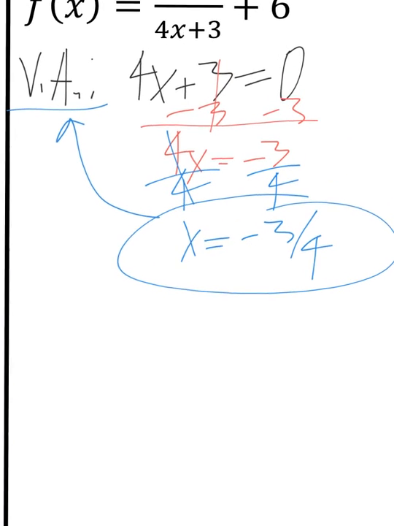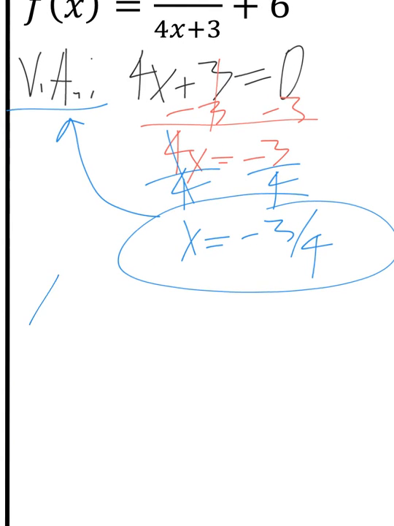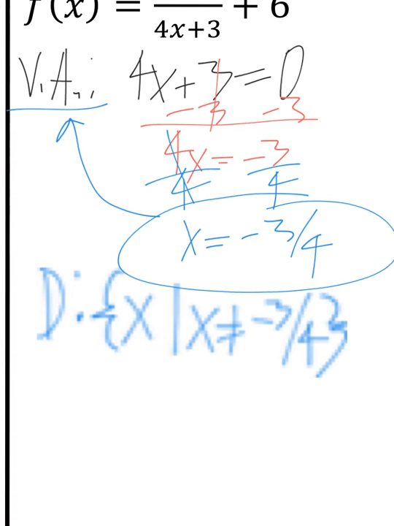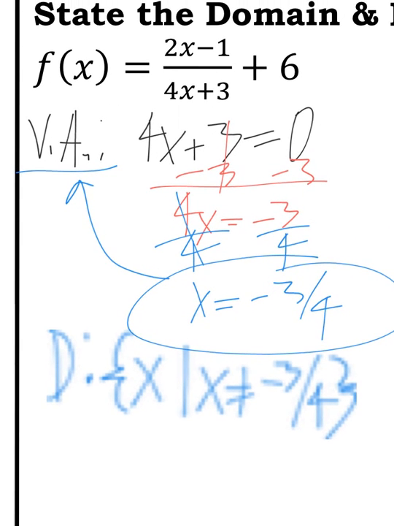So my domain is going to be x's in all real numbers. Oh, don't forget your bracket. Let me just erase this. I needed to write the D for domain. X is in all real numbers such that x cannot equal negative 3 over 4. So my horizontal asymptote, so that was that. I forgot to circle it. My horizontal asymptote is going to use the 2 over 4 plus 6.